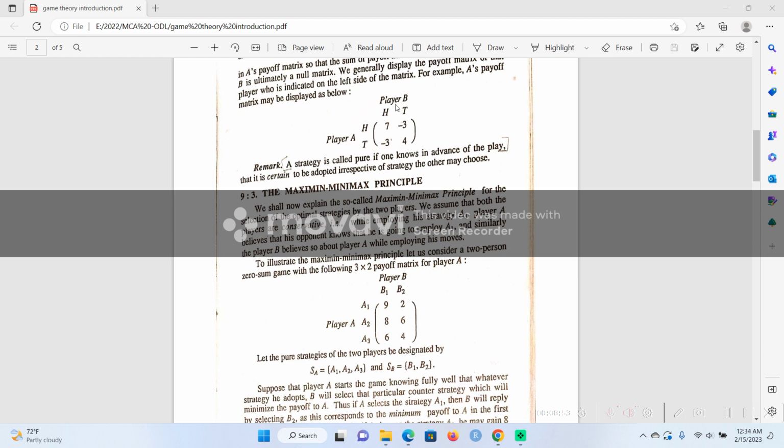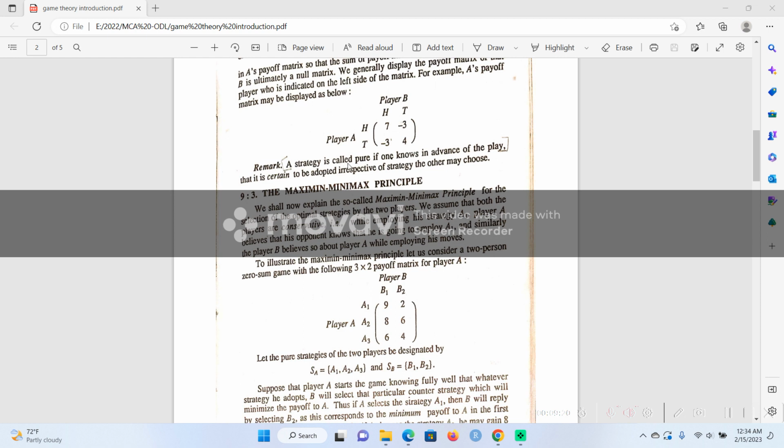We can write the payoff matrix for player B by choosing a negative sign with this payoff matrix of player A. So these are the strategies they are going to adopt in this particular game, and this matrix is a payoff matrix for player A.